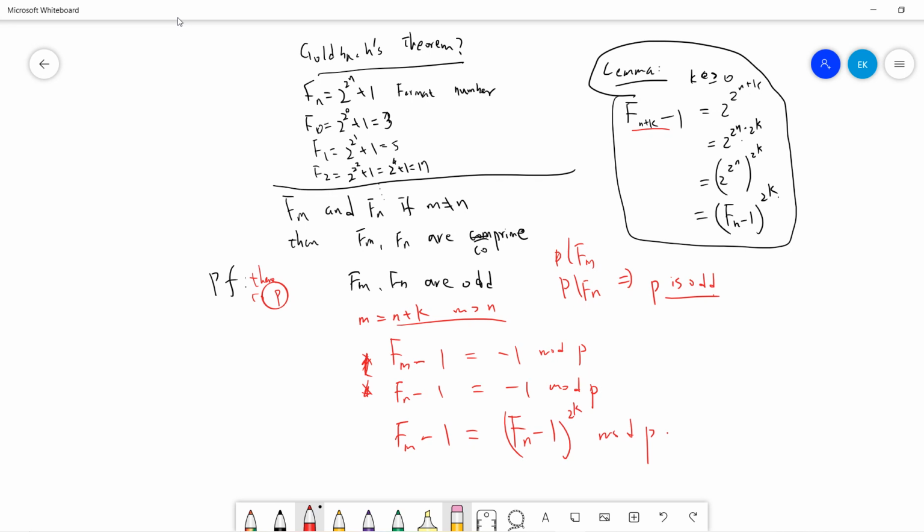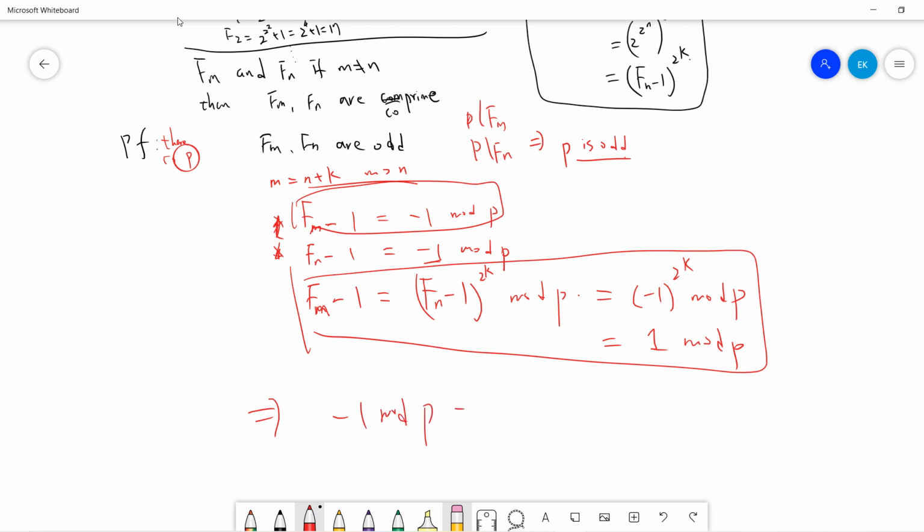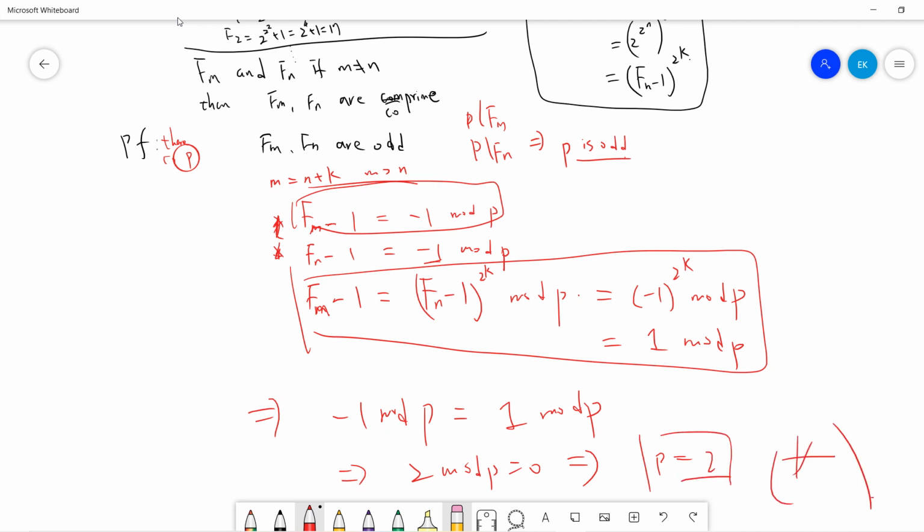But this is (minus 1) to the 2^k mod p, so it should be 1 mod p. Now we have this and this, so it tells us that minus 1 mod p equals 1 mod p. So 2 mod p is 0, which tells you that p must be 2. But this is a contradiction, because I already said that F_m and F_n are odd, so p must be odd.